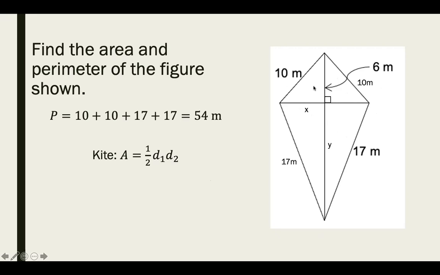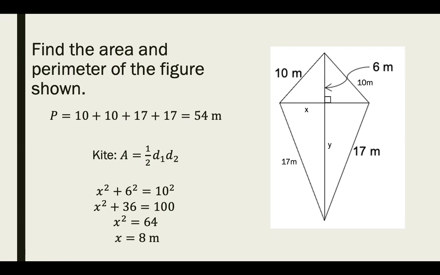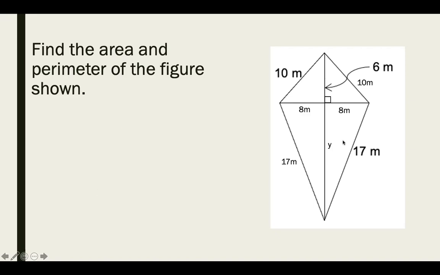So first, let's figure out x. And hopefully you can see we have a right triangle here with a hypotenuse of 10 and a side of 6. So how do we figure out a third side? Well, we just learned the Pythagorean theorem. Let's use it. x squared plus 6 squared equals 10 squared. We solve for x. We end up getting 8 meters for x. So that means that this right here is going to be 8, and this right here is also going to be 8. Okay, we still need to figure out y. Well, we can do the same thing.